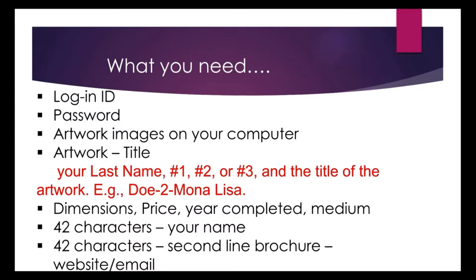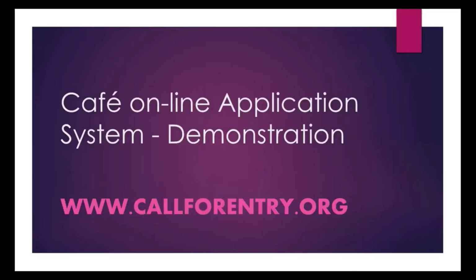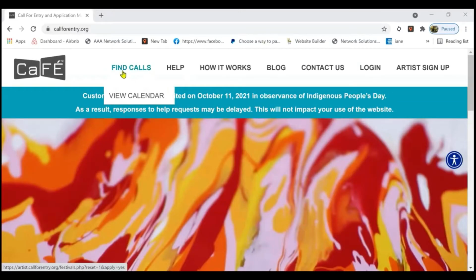Okay, so those are the pieces of information you need to have ahead of time. Next, let's look at Cafe. Once you have an account, I'll just spend a little time up here on the menu. One of the things you can do once you have an account is find calls for artwork. I've actually used Cafe, and I have work at Mission Hospital as a result of a call for artwork for Mission Hospital.